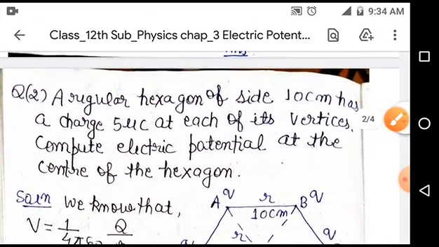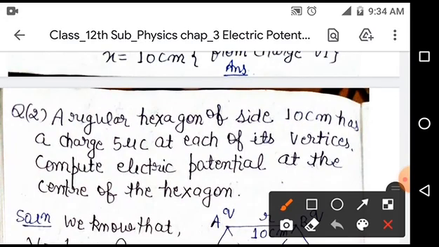Now students, we will discuss the next example. A regular hexagon of side 10 centimeter has a charge 5 microcoulomb at each of its vertices. Compute the electric potential at the center of the hexagon.